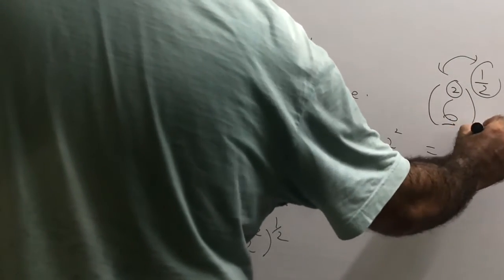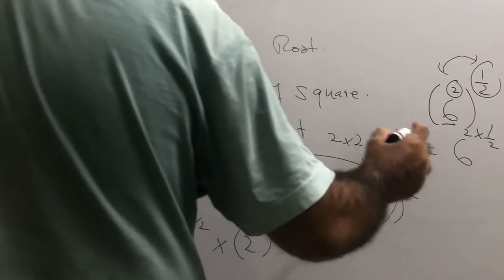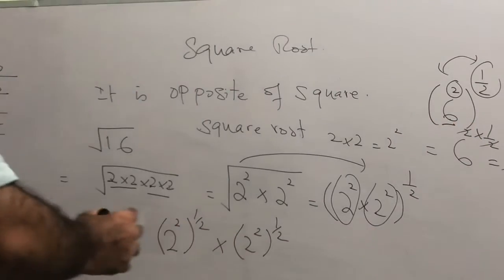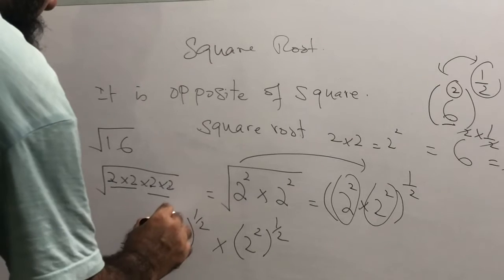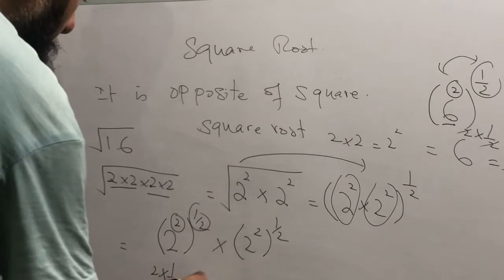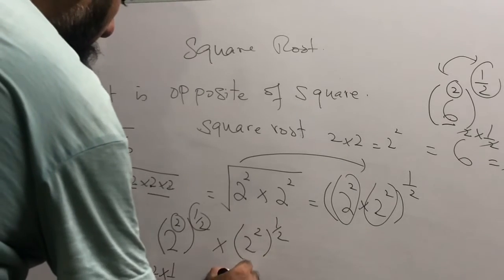We will say 2 multiplied by 1 over 2, they get multiplied. The 2 will be cut off with this 2 and we get the answer 6. Here what we will do is this power and this power will be multiplied. We will write 2 multiplied by 1 over 2. Here also we will write 2 multiplied by 1 over 2.